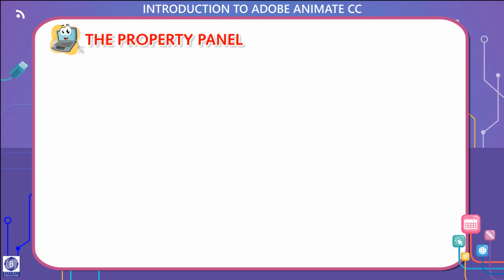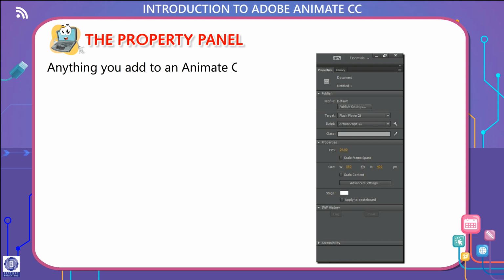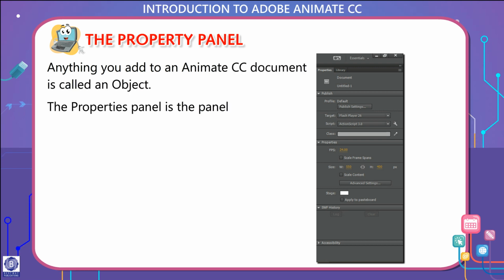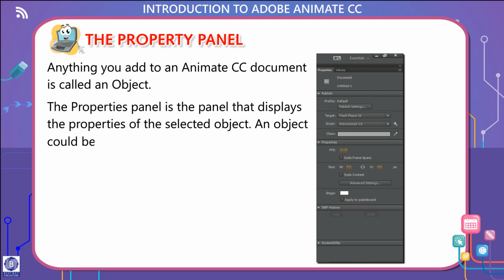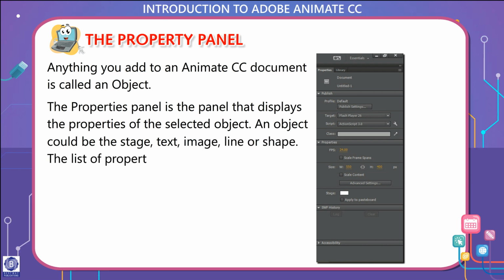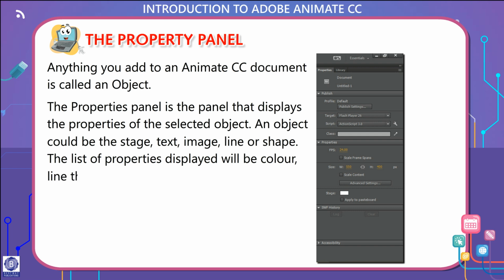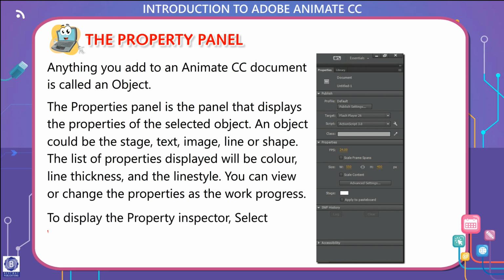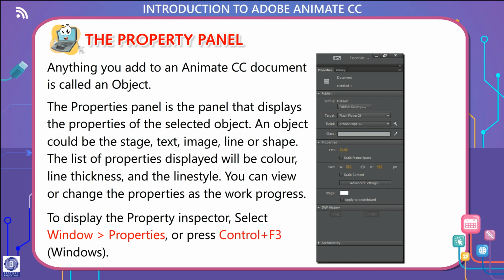The Properties panel. Anything you add to an Animate CC document is called an object. The Properties panel is the panel that displays the properties of the selected object. An object could be the stage, text, image, line, or shape. The list of properties displayed will be color, line thickness, and the line style. You can view or change the properties as the work progresses. To display the Property Inspector, select Window, go to Properties or press Ctrl plus F3 on Windows.